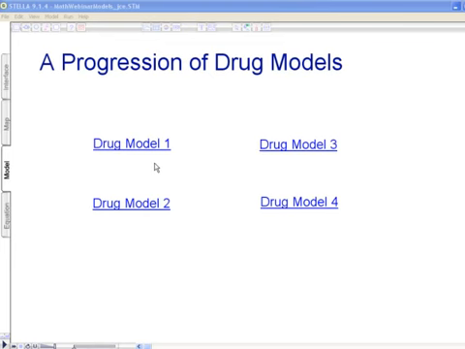And then when we get to exponential functions, I take them into the lab and they build some models for some exponential problems. One of the models that they build at this particular time is identified here as drug model one. And let's go to the problem.